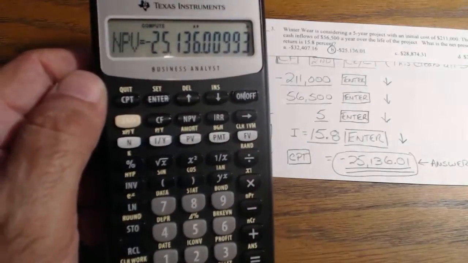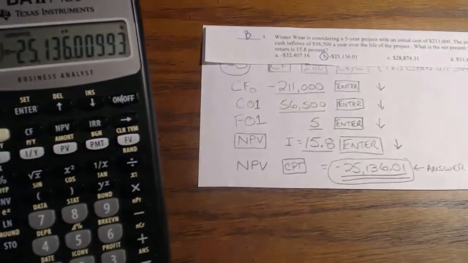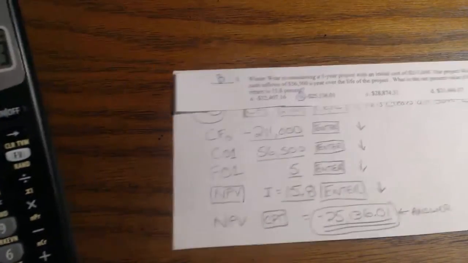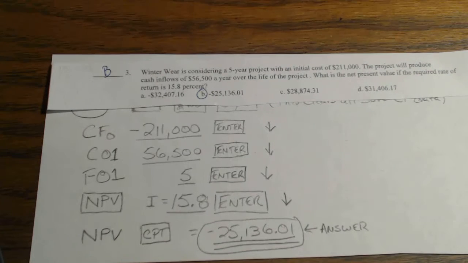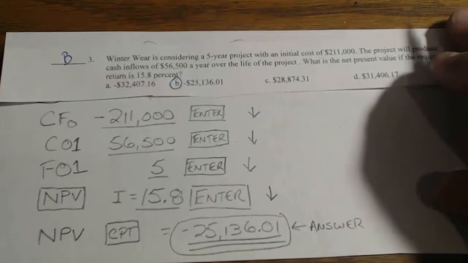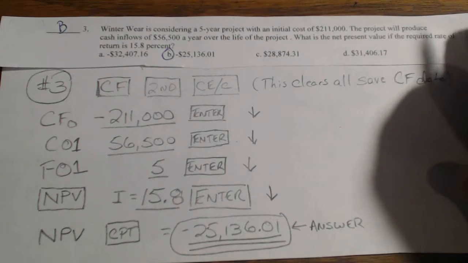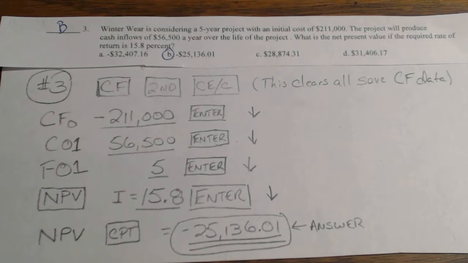The net present value is negative $25,136.01. That's on here, and I've got all the steps. I'll be sending you all this stuff too, but here's all the steps to how to enter it. Okay. So that was practice final set 1, problem number 3.